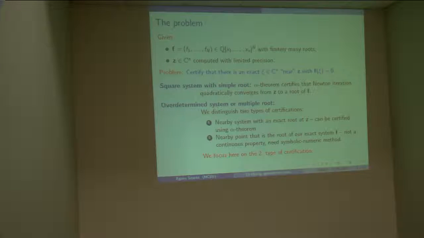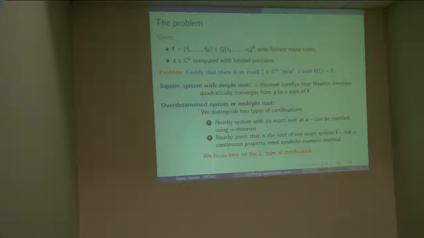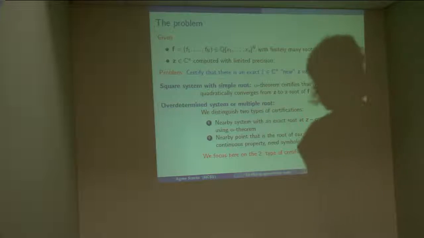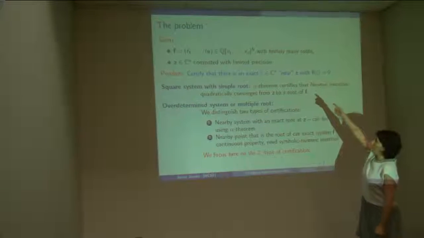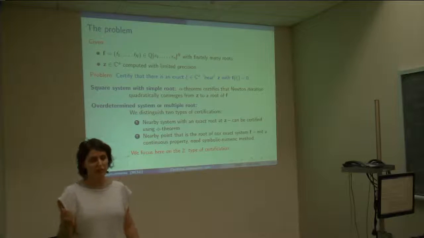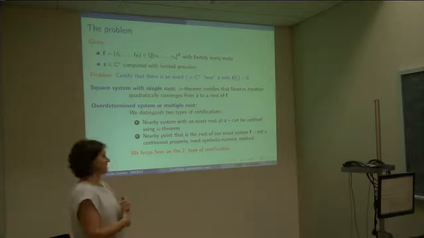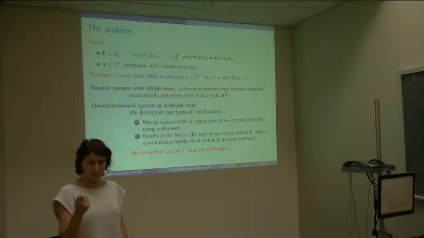So the problem that I will talk about is the following. You are given a polynomial system in n variables, and for most of the talk the number of polynomials is larger than the number of variables. And we will assume, and it will be important, that the polynomial system is given over Q. The coefficients are rational numbers, and we know them exactly. The other part of the input to this problem is an approximate point, and the goal is to certify that this point is nearby, and I will specify what I mean by that in a second, a root of this polynomial system, an exact root.